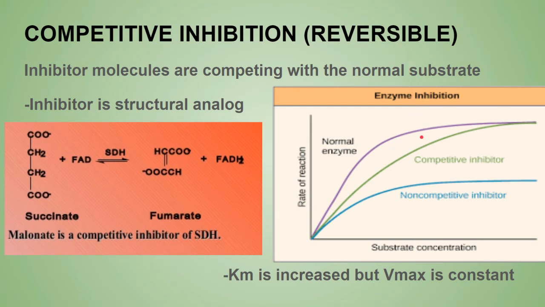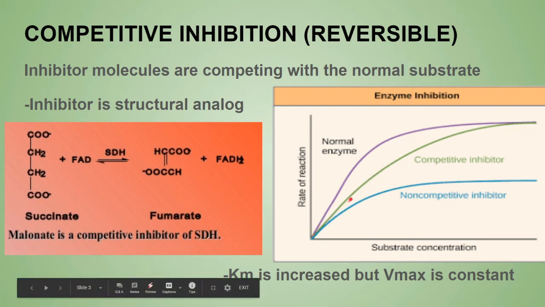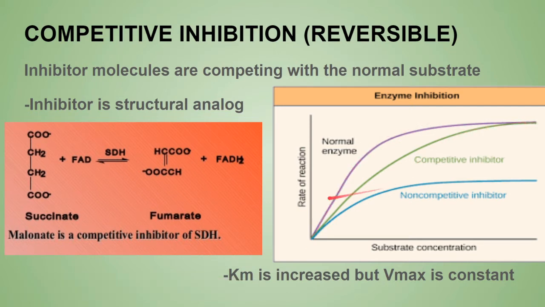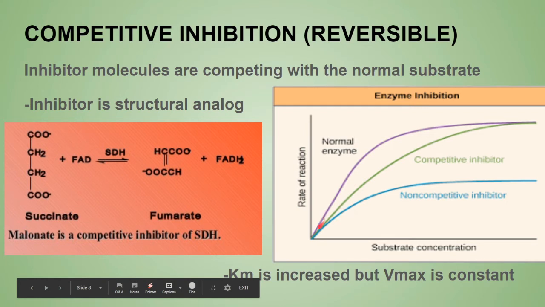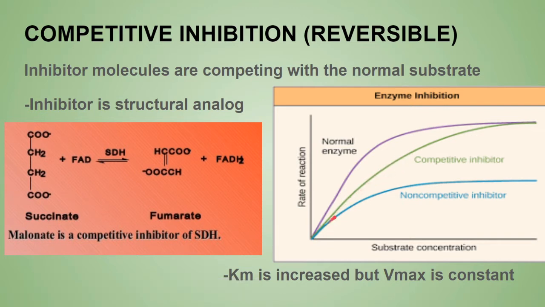Now we have to consider the graph. In this graph, this purple curve is the normal enzymatic activity, rate of reaction versus substrate concentration, so it is normal. But here as you can see, this competitive inhibitor reduces the rate of reaction as compared to the normal enzymatic activity.